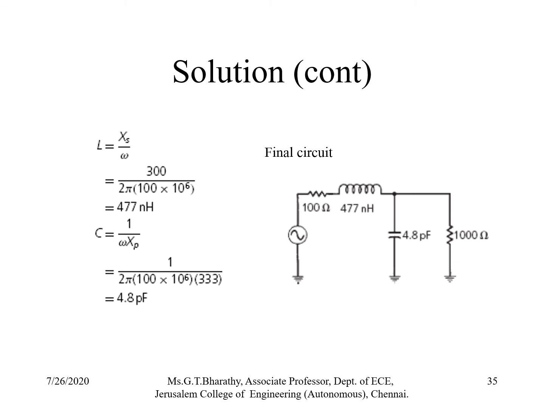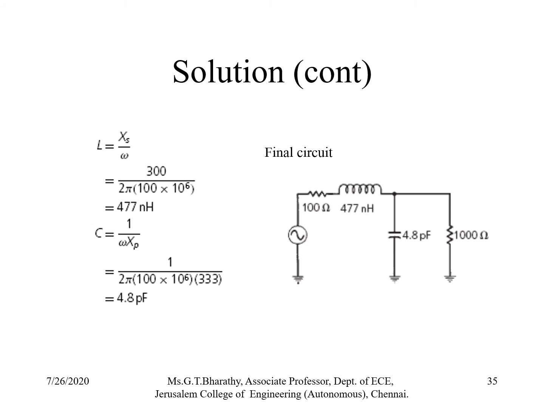This is the formula for calculating the inductance L from the inductive reactance. If Xs is the inductive reactance, then the inductance L is given by Xs by omega. How will you find the value of omega? Omega is equal to 2 pi f. f is 100 megahertz. So substituting the value, we get L as 477 nanohenry.